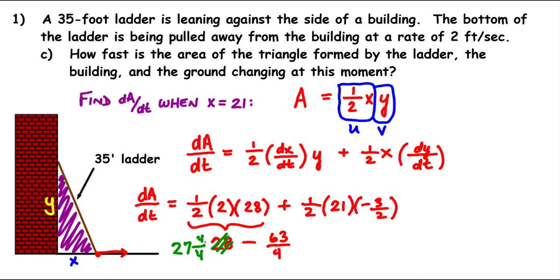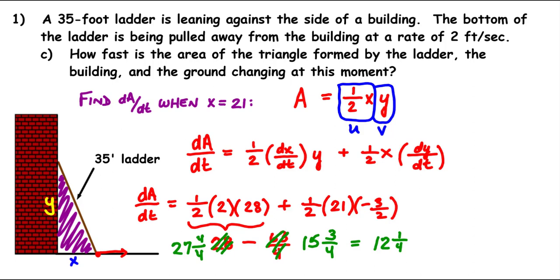And 63/4, let's see, 4 times 15 is 60. That's going to be 15 3/4. So we'll just replace those. And now this is going to be a lot easier. So 27 minus 15, let's see, we're talking 12 1/4 will be the answer. And of course, we always need units, so I'm just going to write it up here, 12.25.